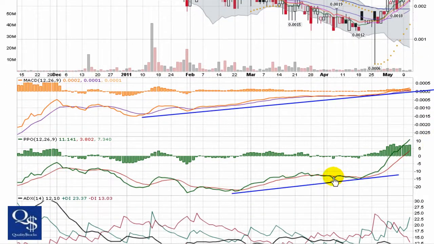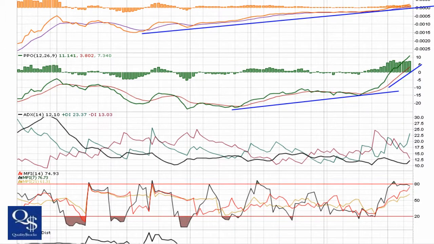A little bit of a different look, but along the same lines for the PPO. Trending back towards zero, making higher lows. Then, of course, off the bottom, here comes a strong move, now breaking through zero. Bullish looks to both the MACD and PPO.